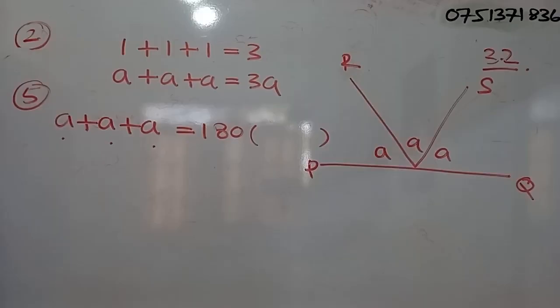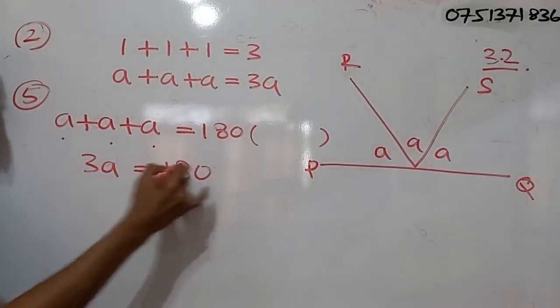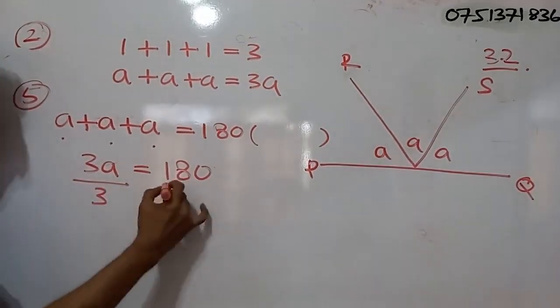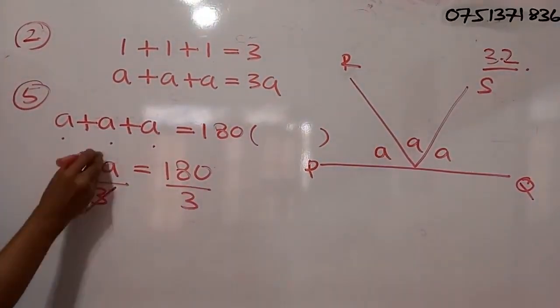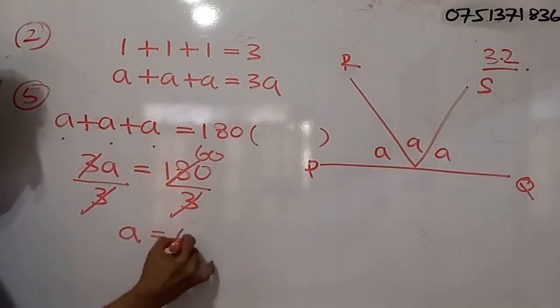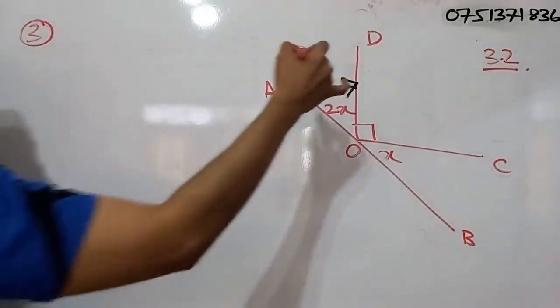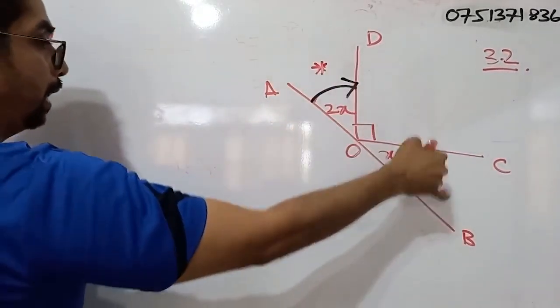3A. Right. So here this is what? 3A equals 180. Now we have to divide this side by 3. Do the same thing to the other side. So here, A is what? A is 60 degrees.